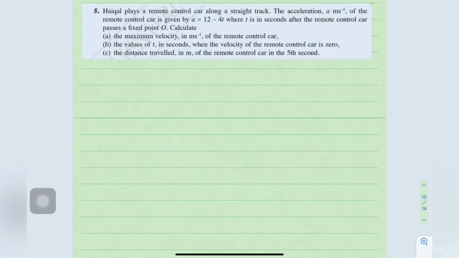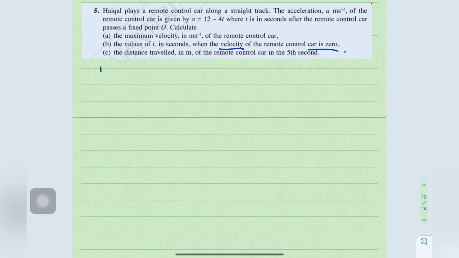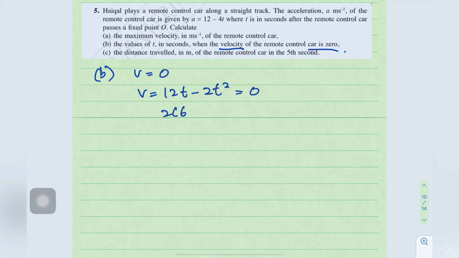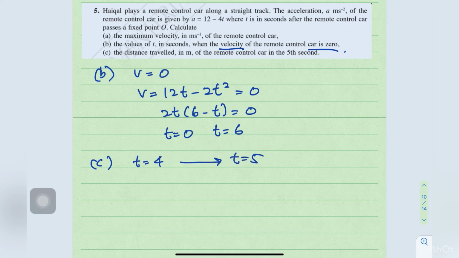5b, find the values of t in seconds when the velocity of the remote control car is 0. So V is 0, and from the previous question V is 12t minus 2t squared, which equals 0. Then factorize 2t, then 6 minus t equals 0. So t equals 0, t equals 6. Both values of t. C, find the distance traveled in meters by the remote control car in the 5th second. This means from t equals 4 to t equals 5 into s.